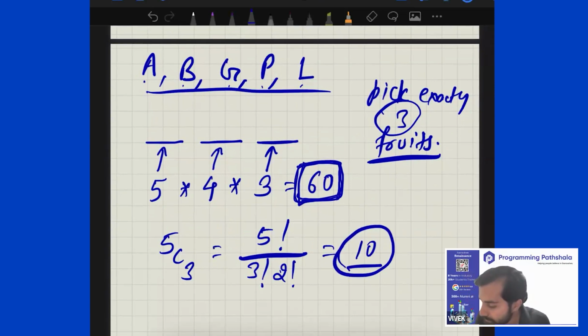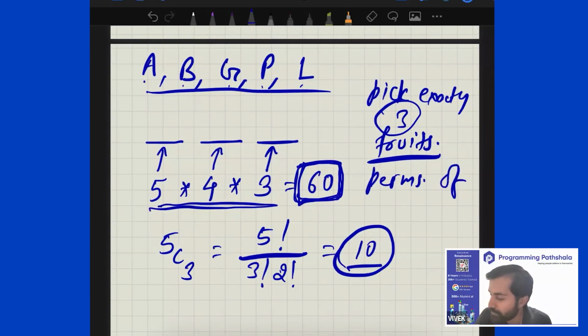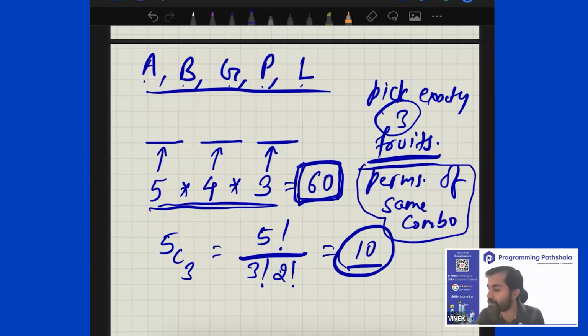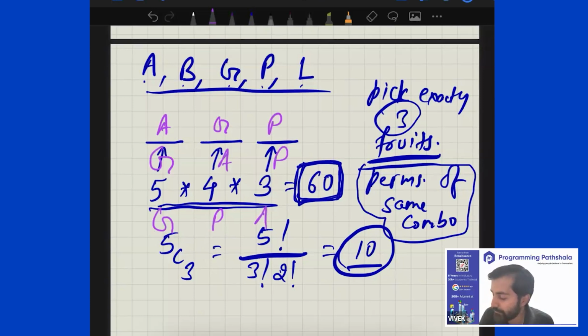Yes, because this thing will end up generating permutations of the same combo. So what I mean by that is, if let's say you ended up taking apple, guava, pineapple, you will also at some point of time end up taking guava, apple, pineapple, and guava, pineapple, apple. In fact, multiple orderings of this would be considered when you go by this logic, 5 into 4 into 3.